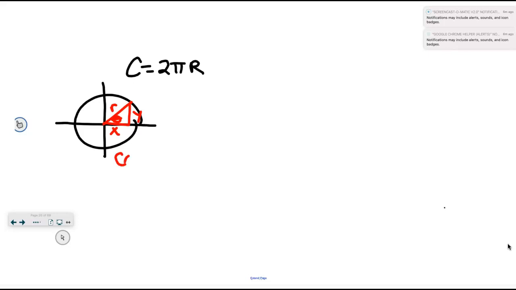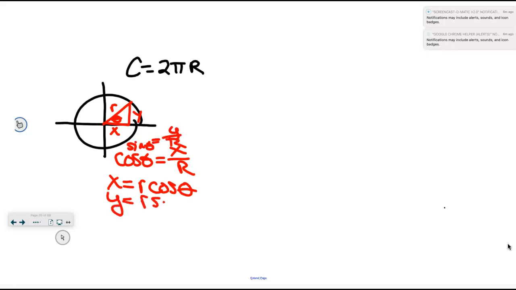Wouldn't you agree that cosine of your angle is adjacent over hypotenuse? Right? That's true, correct? So wouldn't x be r cosine theta? Did you ever ask in pre-calc, well, why is the x cosine? This is why. Because on the unit circle, what's r? 1, right? So that's why x is actually defined as the cosine of the angle. I could do the same thing for the sine and say it's opposite over hypotenuse, and my y value is r sine theta. So these are the parametric equations for our circle with radius r.